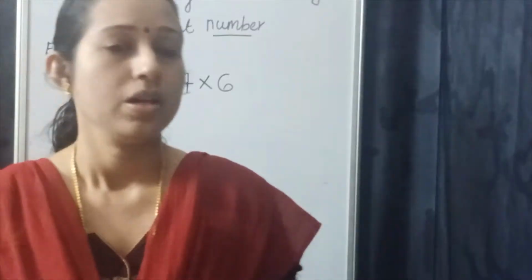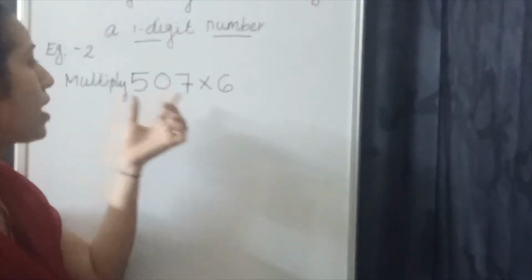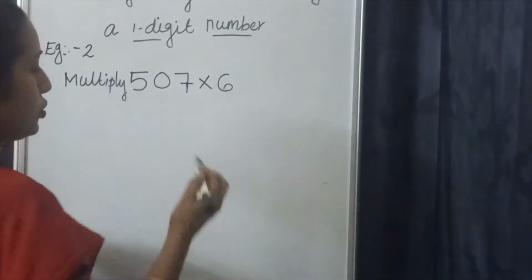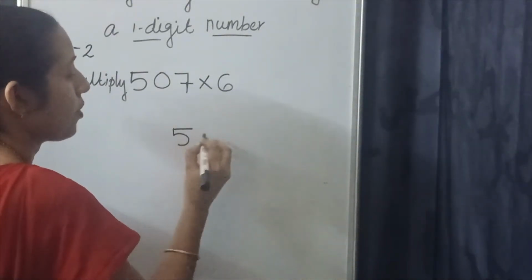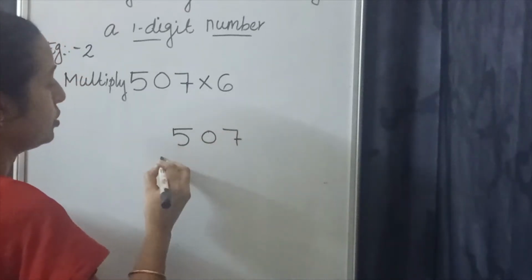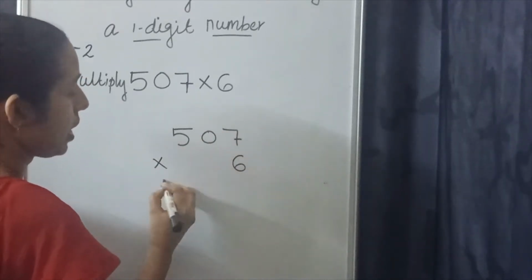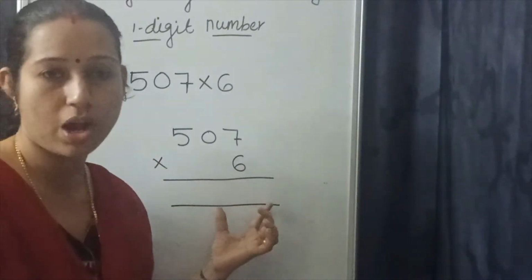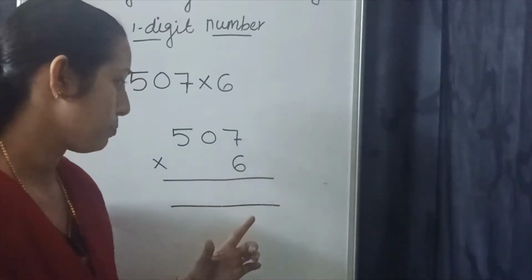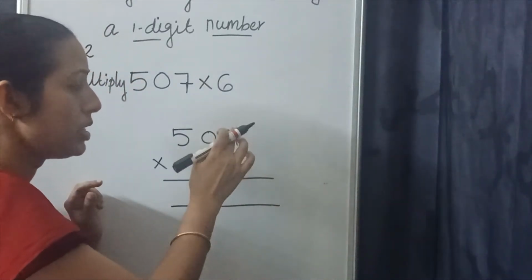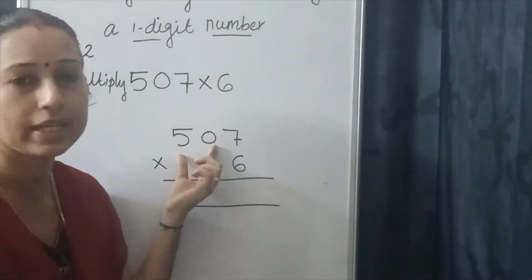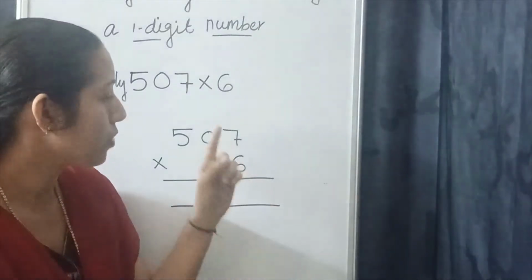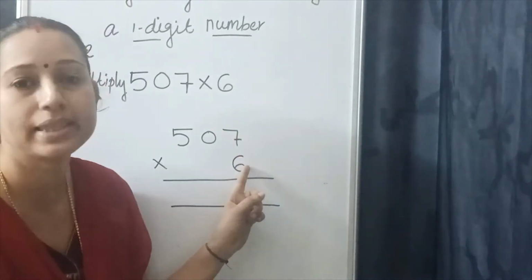So you have to write the correct steps in the practice book. Clear now? Next example: multiply 507 into 6. Multiplication of a 3-digit number by a 1-digit number. So we write it this way: 507 into 6, with the multiplier right below the ones place, and draw a line this way. From which place do we start? Yes, the ones place. The ones place digit of the multiplicand is 7, and we multiply 7 into 6.